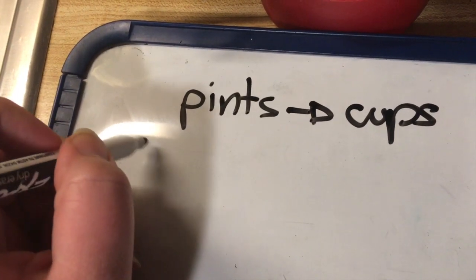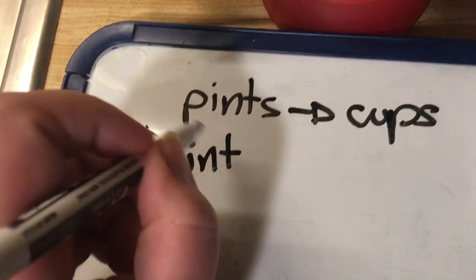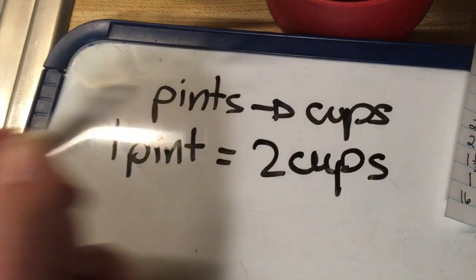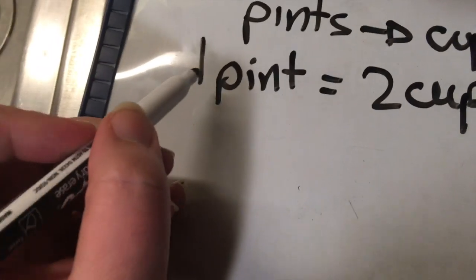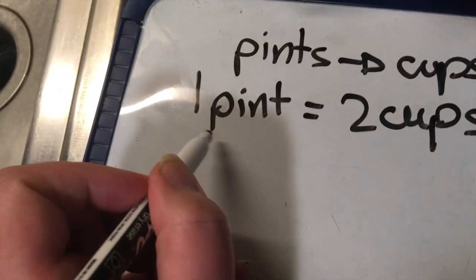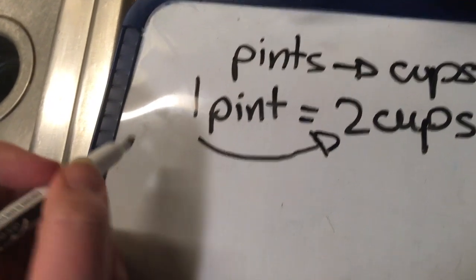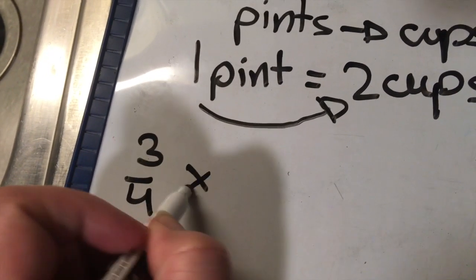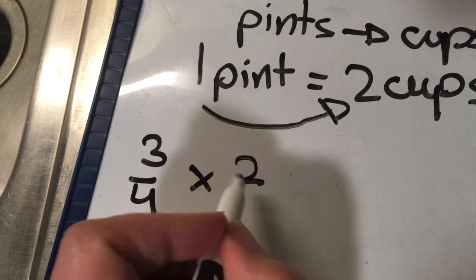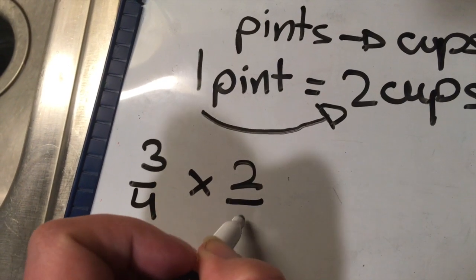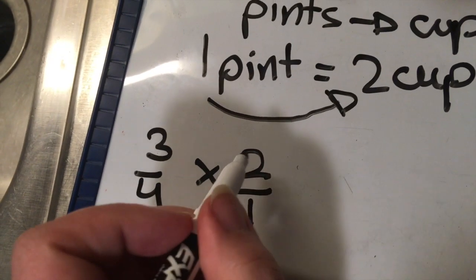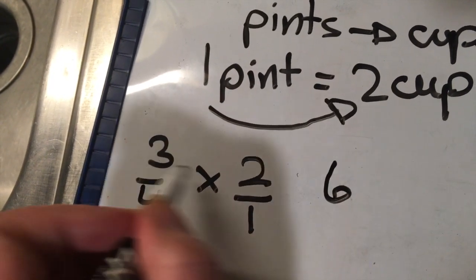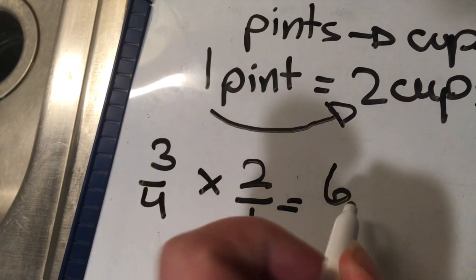Now I know that 1 pint is equal to 2 cups. So whatever we do to our pints to cups, we need to just multiply times 2. So 3/4 of a pint times 2. And when we multiply times a whole number, it's the same as multiplying by over 1. So 2 is actually equal to 2/1. And so we just multiply across. 6, 3 times 2, and 4.